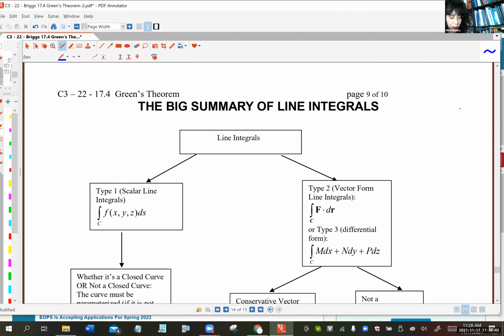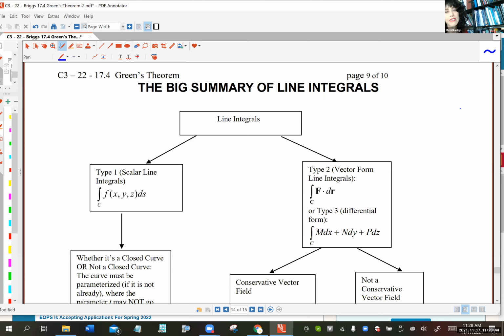Okay, here's a big summary. This is not in any textbook. I made this up. You're welcome. It's the big summary of all line integrals. I'm very proud of this diagram. I hope you can appreciate it because it's going to summarize everything we've learned in the last 3 sections.